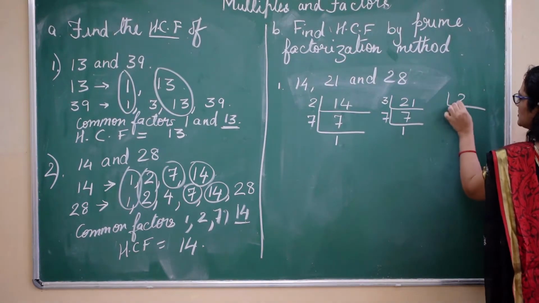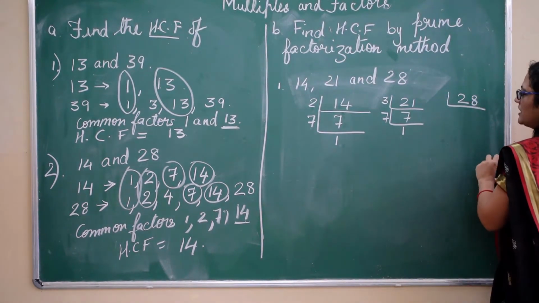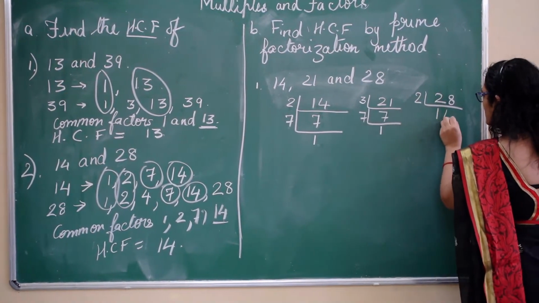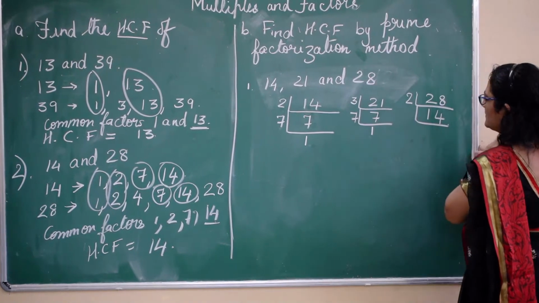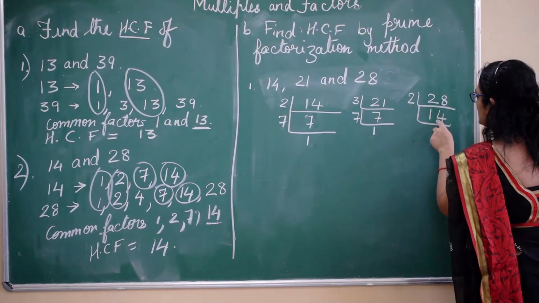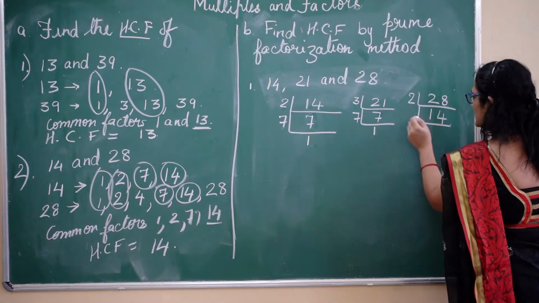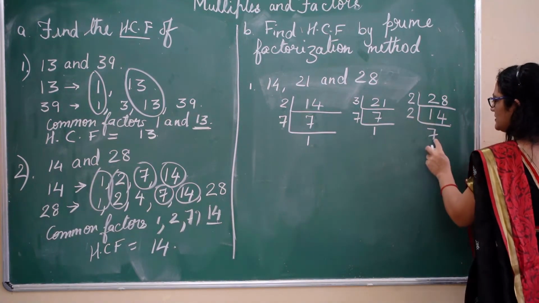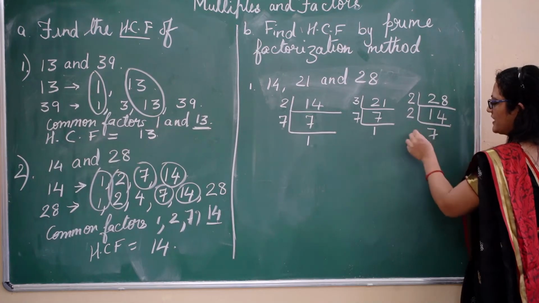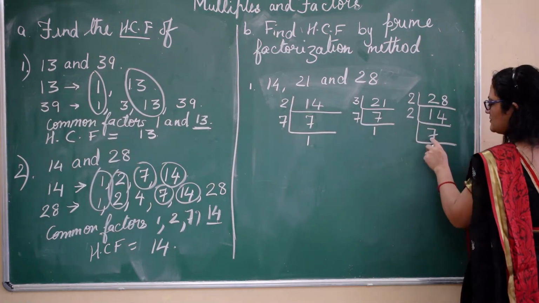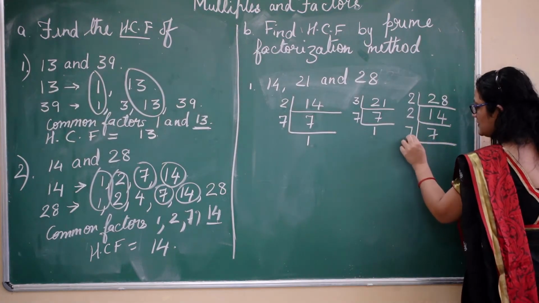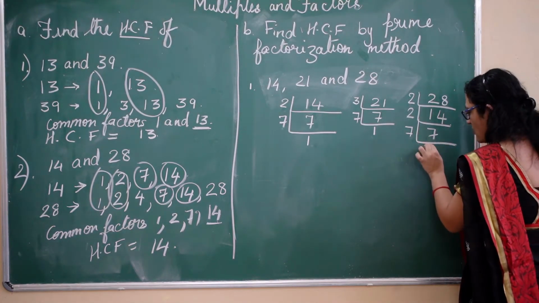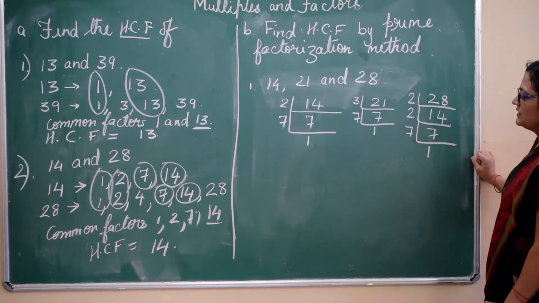Now the next number, 28. This 28 comes in the table of 2. Yes, 28 divided by 2 is 14. In the table of 2, 14 comes: 2 sevens are 14. We will write the answer down. Now 7 comes only in the table of 7. When does 7 come in the table of 7? 1 time. So we are writing 1 here.